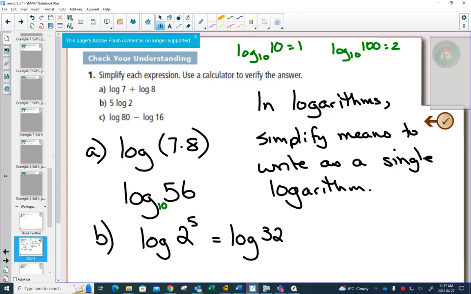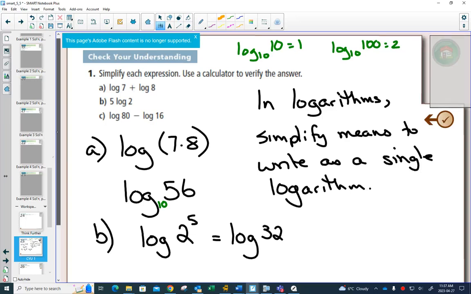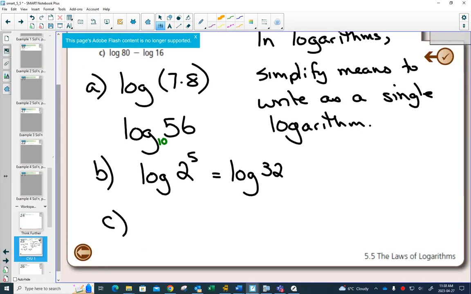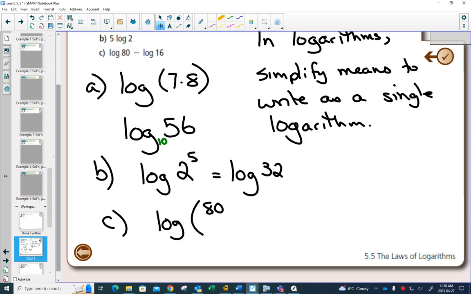Okay, and the last one. We have a log minus a log. That shows up as one of our formulas and says if you're subtracting 2 logs, you can write it as a single logarithm by dividing. So we get 80 over 16, which comes out to log of 5.